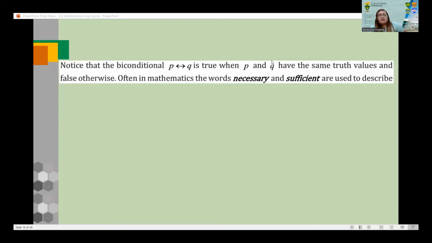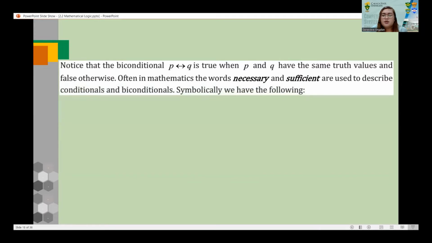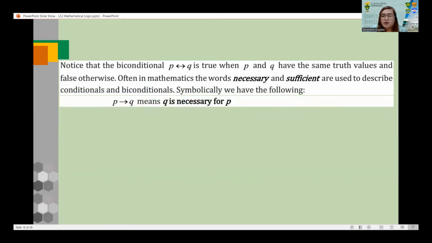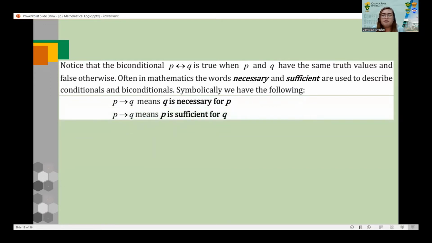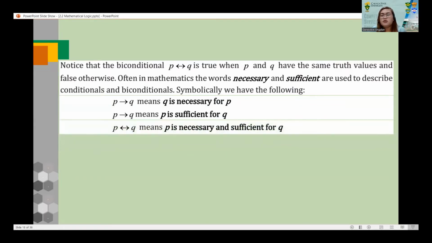Okay, so oftentimes in mathematics, we use the words necessary and sufficient to describe conditional and biconditional statements. Symbolically, P implies Q means that Q is necessary for P. And we also know that P implies Q also means that P is sufficient for Q. So for a biconditional statement, we can also say that P is necessary and sufficient for Q, or Q is necessary and sufficient for P.